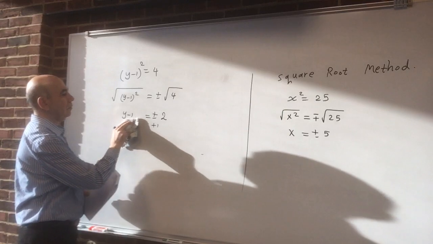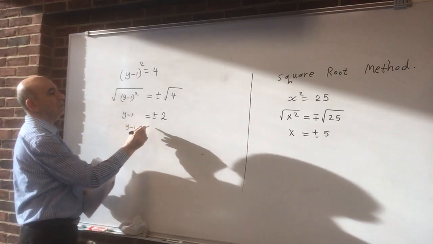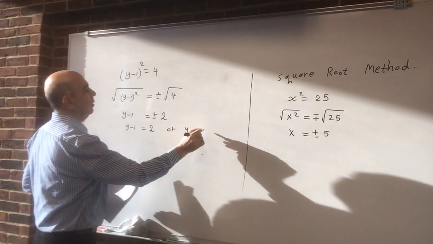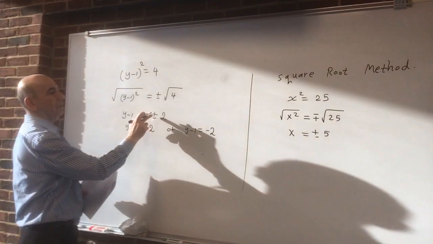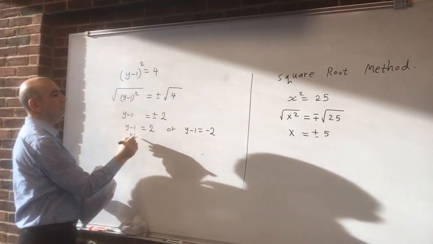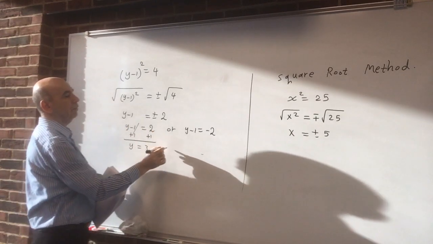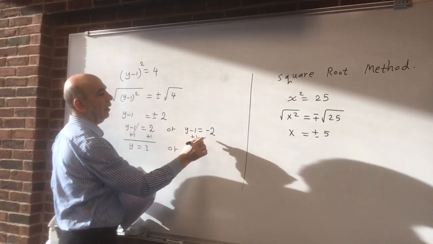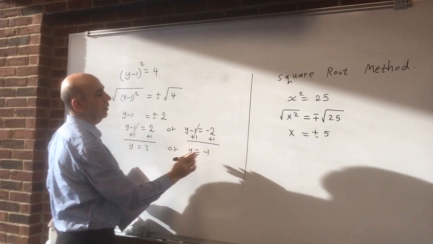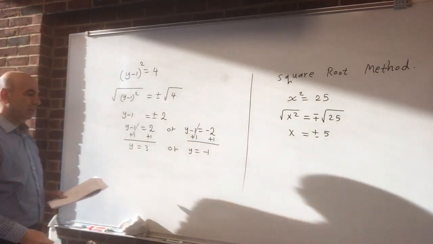What does this mean? This means y minus 1 equals 2, or y minus 1 equals negative 2, because here we have plus minus. Now solve this equation, add 1 to both sides, so we get y equals 3, or add 1, so y equals negative 1. So the solution is 3 or negative 1.